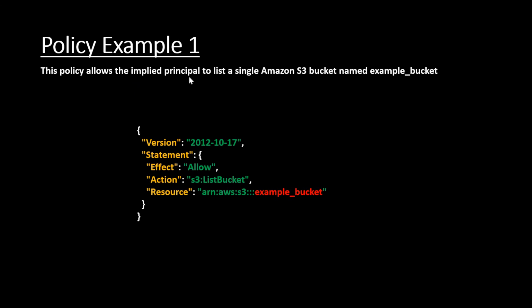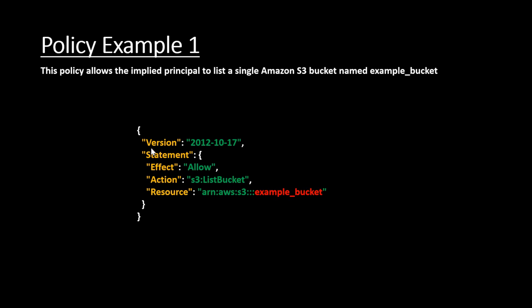What is the meaning of implied principal here? As you can see there, we have not specified the principal element here. The implied principal means the principal will be the entity, the user, group or role with which this policy will be attached. And this is an identity based policy which will be attached to an identity.